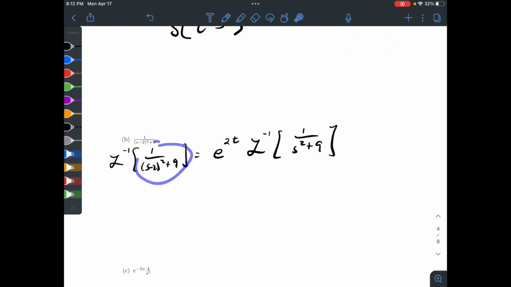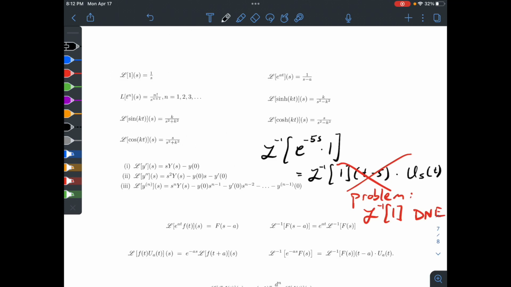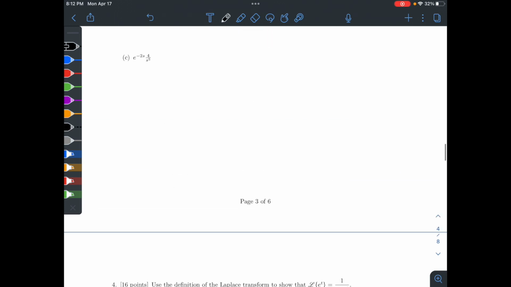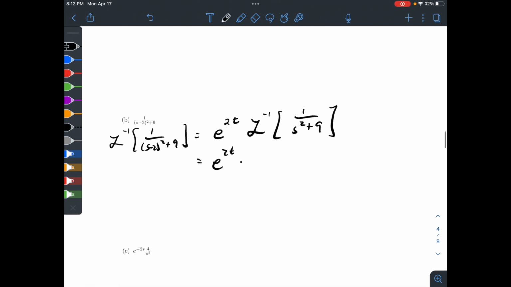So for us, 1 over s minus 2 squared plus 9, the translation is by 2 units, so there should have been an e to the 2t there. Then we do L inverse of 1 over s squared plus 9. In the table, this is almost sine of 3t, but sine of 3t would give you 3 over s squared plus 9. So we're missing that 3, so we need to divide by 3 to compensate. So 1/3 of sine of 3t.